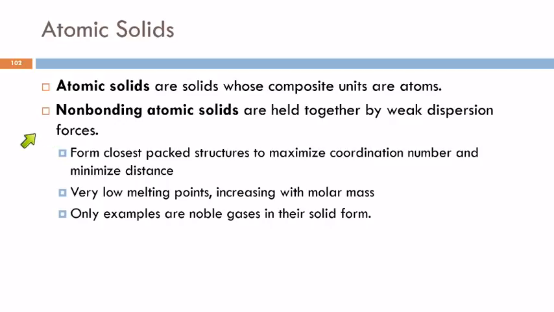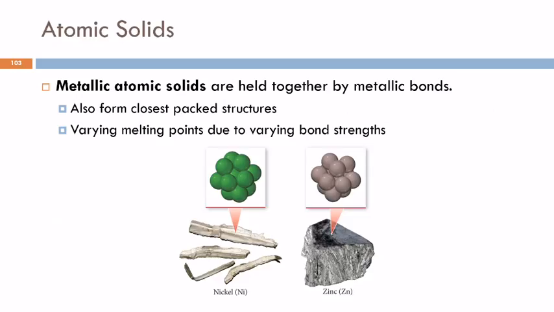Are they going to have high or low melting points? Low. Crazy low, actually. The only examples that we know of are noble gases in their solid form. They have very low melting points. The melting point does increase with molar mass. And these are going to form closest packed structures to maximize coordination number and minimize distance.